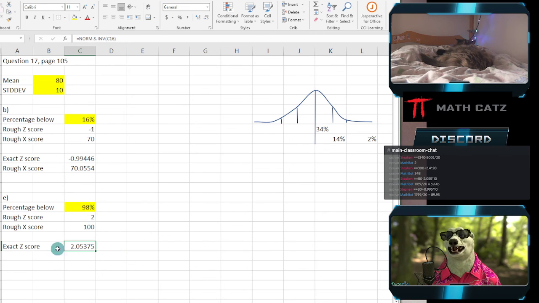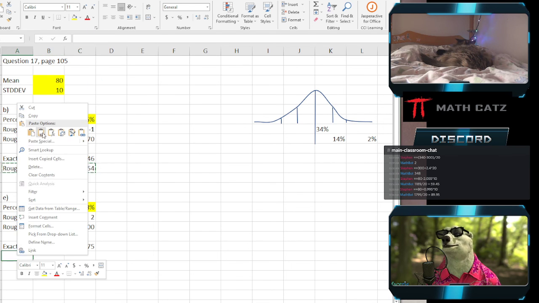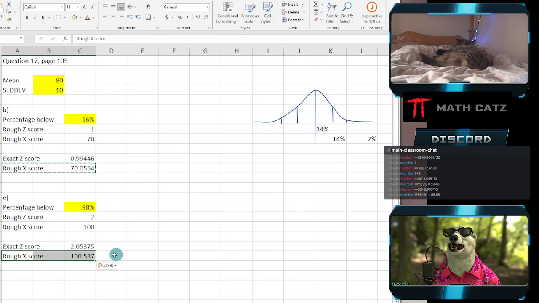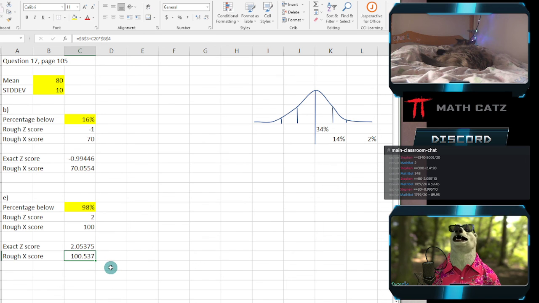Not exactly the 2 I guessed. That's okay. I'll just copy that to save myself some time. That's the beauty of the spreadsheet. Double check by double clicking on it that it is using the right cells and the right formula. Don't take it as a given. And I see that my 100 was close, but it's not exactly right.